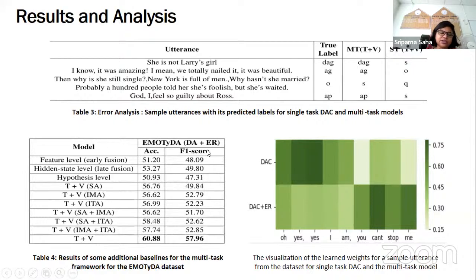Also, this is an ablation study of different attentions. What is the utility of using different attentions: self-attention, intermodal attention, and inter-task attention? You can see that video plus text with all the attentions outperforms the individual attentions.